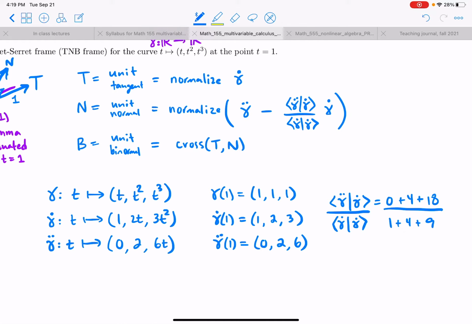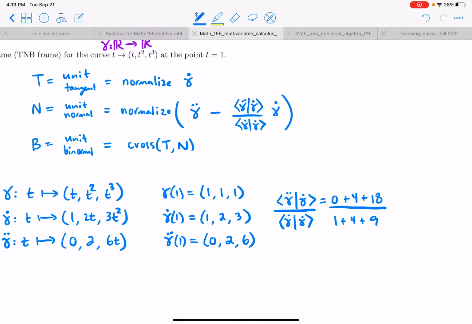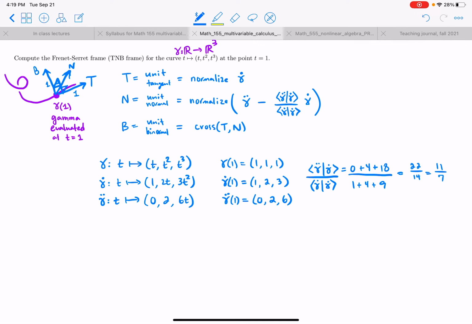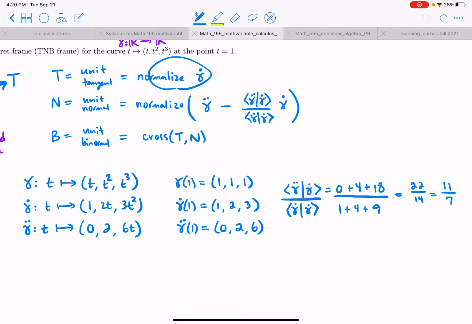Okay. So I can simplify this. This is 22 over 14, which is 11 over 7. Okay, so I'm basically ready. Oh, one more thing. I have to normalize. Oh no, I already did that, so there it is. So then what's the length of gamma dot of 1? Well, that's the square root of this number, square root of 14. Okay, so that's how I'm going to normalize.